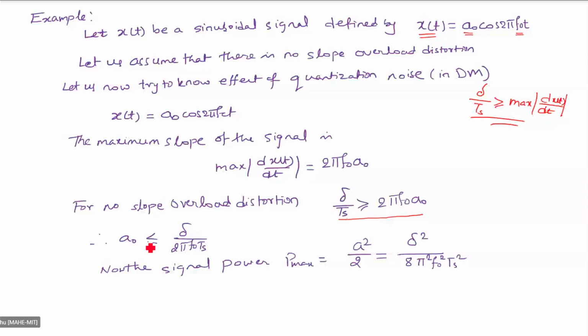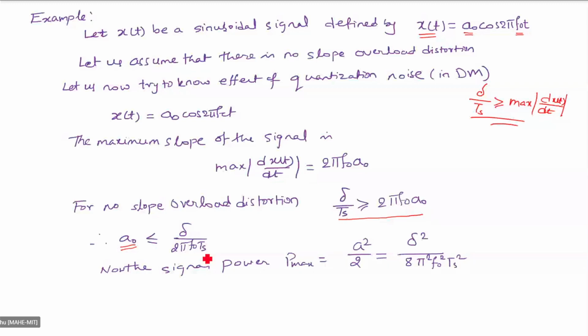And what is required for no slope overload distortion? This amplitude a naught must be less than or equal to delta divided by 2 pi f naught into ts. That is, I take this 2 pi f naught onto the left hand side, then a naught must be less than or equal to delta by 2 pi f naught into ts.